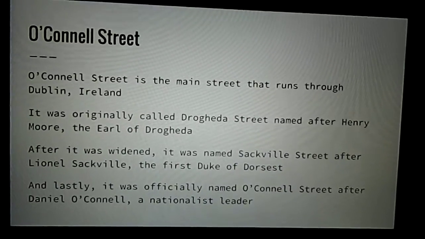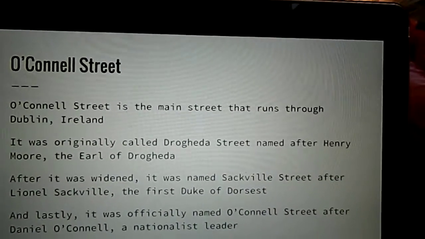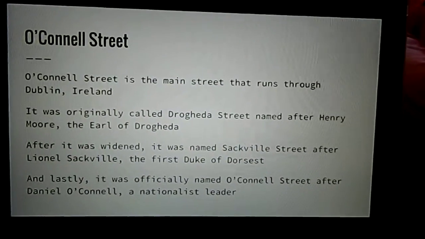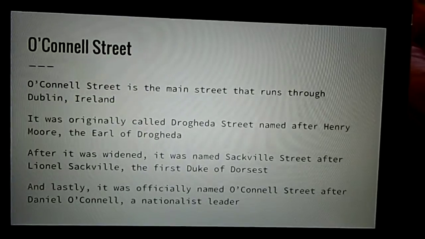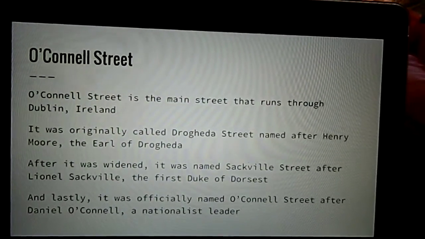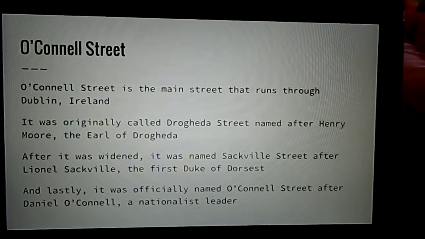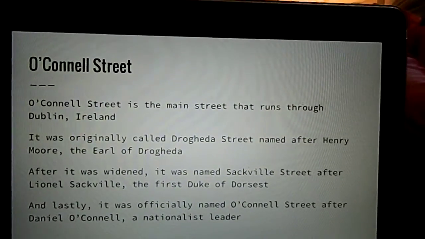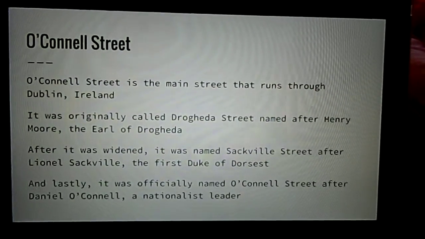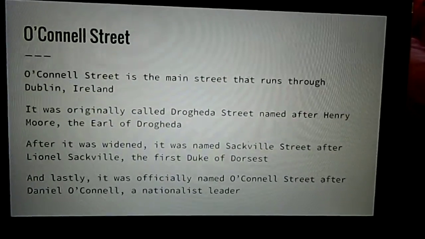So O'Connell Street. O'Connell Street is the main street that runs through Dublin, Ireland, and just how it got its name, that's kind of interesting. It was originally called Doregda Street, named after Henry More, the Earl of Doregda. After it was widened, though, it was named Sackville Street after Lionel Sackville, who was the first Duke of Dorset. And then it finally got the name O'Connell Street after Daniel O'Connell, who was a nationalist leader.